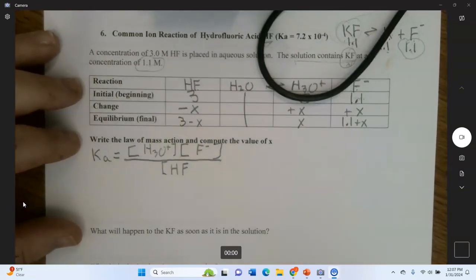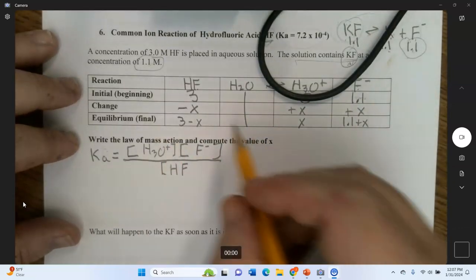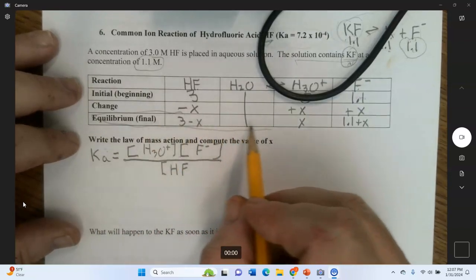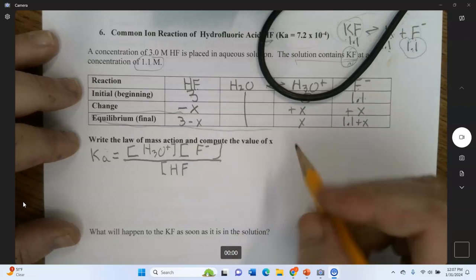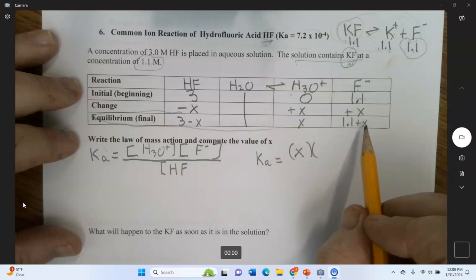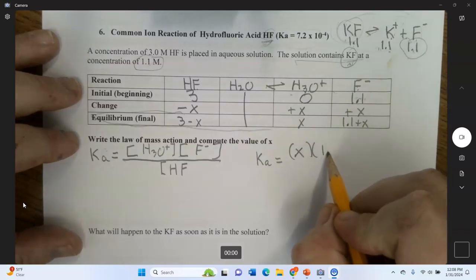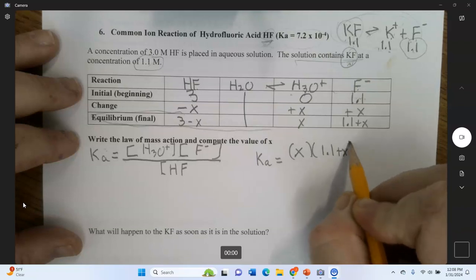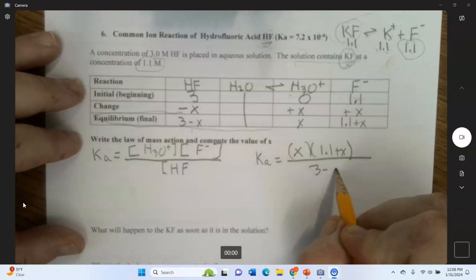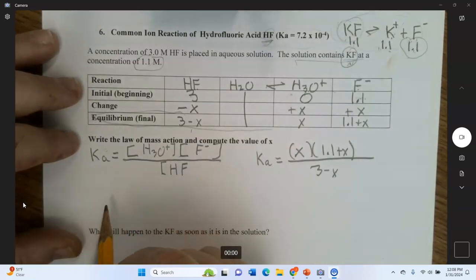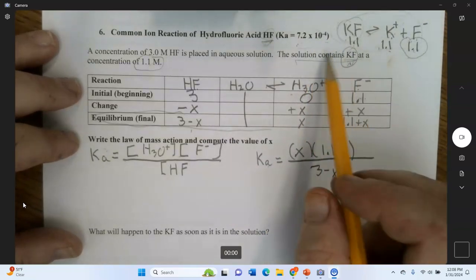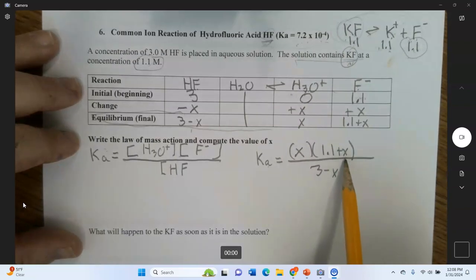Okay, now we're going to plug in the algebraic expressions. Again, what you're putting in always in a law of mass action equilibrium equation is the equilibrium values, nothing up above, only these. Okay, so it's going to be this. Now in the last problem, it was just another x, but now it's 1.1 plus x, and it's over 3 minus x. Okay, so I'll do two things on the next step. I'll substitute in the actual Ka number, 7.2 times 10 to the negative fourth, and I'll do the simplifying assumption.